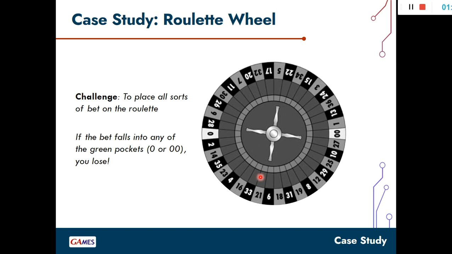So that is our challenge, to place all sorts of bets. Now let's start from the very beginning. Before we go into more advanced betting, let's start from a very simple case. Remember that your probability is encoded as a number between 0 and 1.